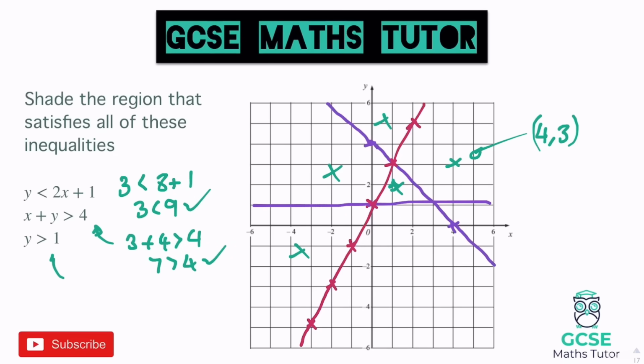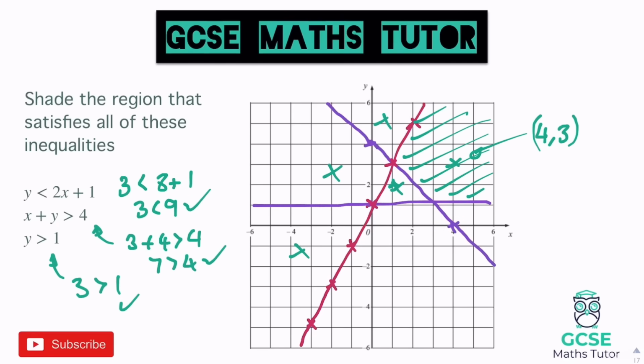And then on to the last one here, y is bigger than 3. Sorry, y is bigger than 1. The value of y is 3 there on that coordinate, so 3 is bigger than 1. Perfect, they all work. So it's got to be that region there. So we just have to shade this region in. It might say to label it R or something like that, but shade it in and there's your region done.